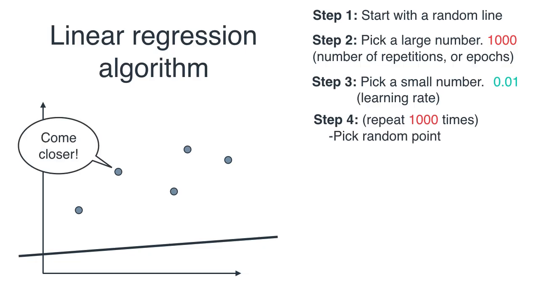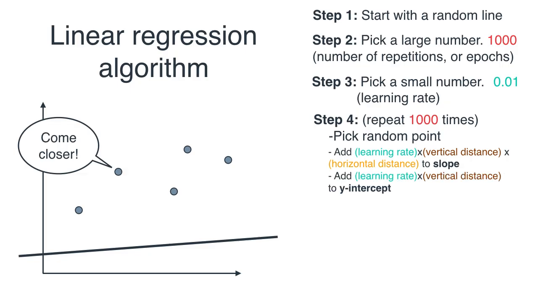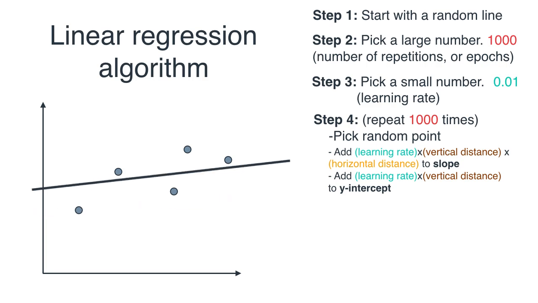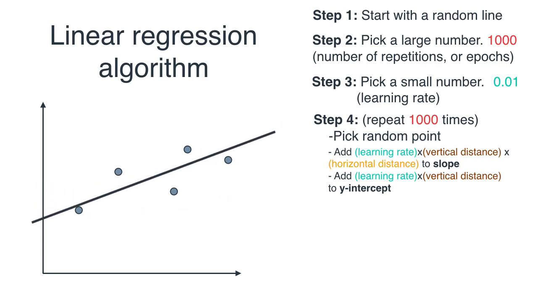Pick a random point. We want to listen to the point. The point says come closer. And now we're going to move the line towards the point. So remember that the rule for moving a line towards a point is add learning rate times vertical distance times horizontal distance to the slope, and learning rate times vertical distance to the y-intercept. So we do that and the point moves closer. Since we're repeating this 1,000 times, then this is what happens. It moves and moves and moves until we're done. And step 5 is enjoy your fitted line. And that's it. That's the linear regression algorithm.